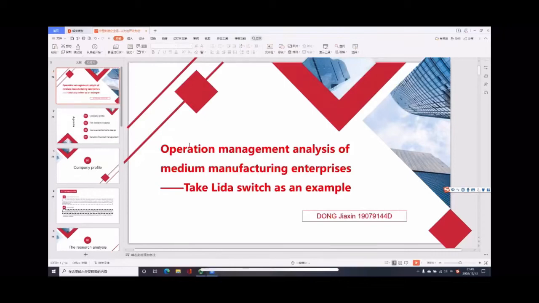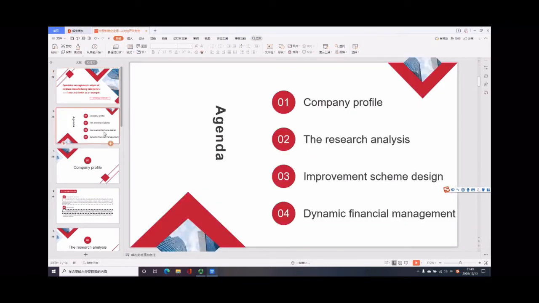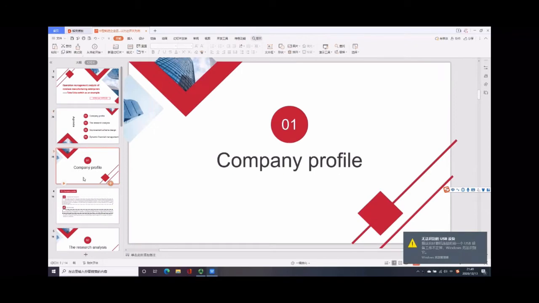Today I'll present an operation management analysis of medium manufacturing enterprises. Take Lead Switch as an example. My presentation is divided into 4 parts. The first one is company profile, second is research analysis, and third is improvement system design. And the fourth is dynamic financial management. And here comes the first one, company profile.